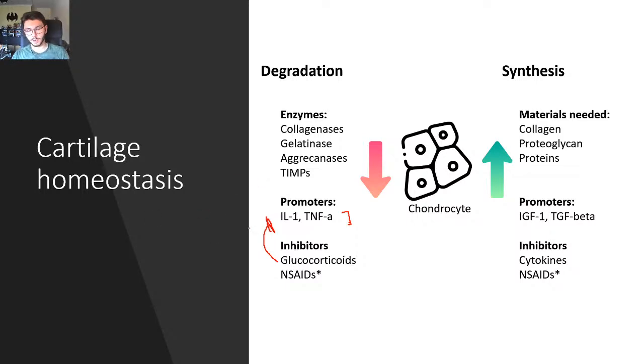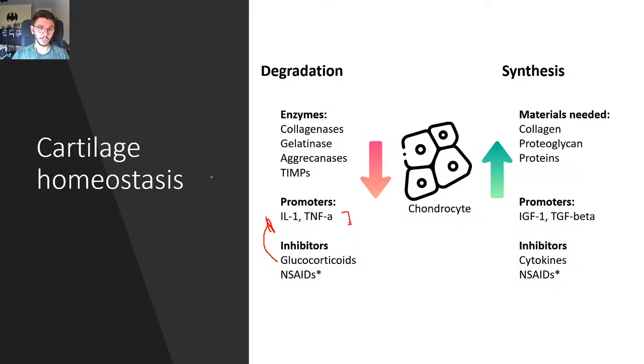Now NSAIDs are tricky because NSAIDs, they target the arachidonic pathway. So the arachidonic pathway is this huge pathway, and you have all these prostaglandins. And you have COX-1 and COX-2. And some parts of the NSAIDs inhibit the degradation because of those prostaglandin pathways. And some parts of the NSAIDs' functions promote synthesis. So it sort of goes both ways. But what's key to remember is that degradation is caused by enzymes, whereas synthesis is caused by chondrocytes building stuff.